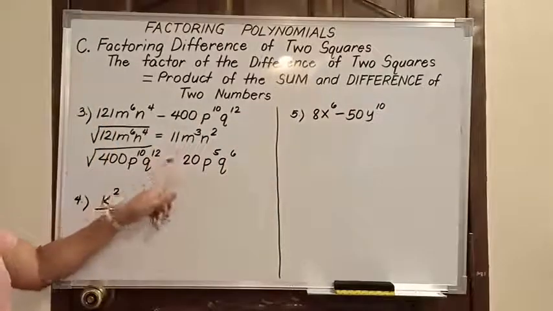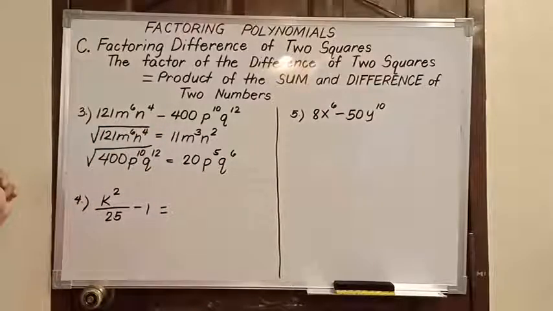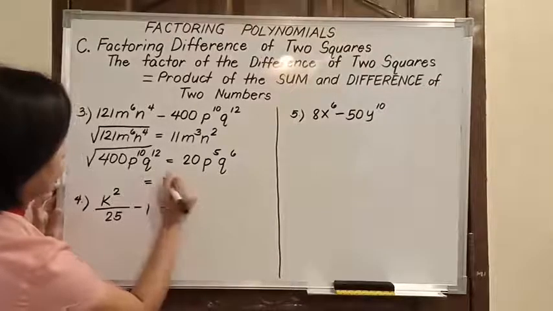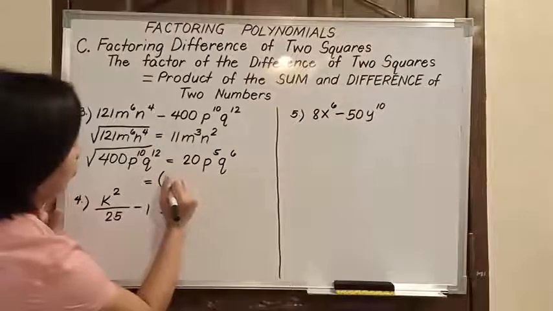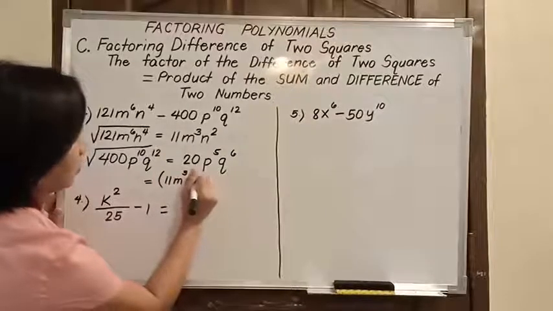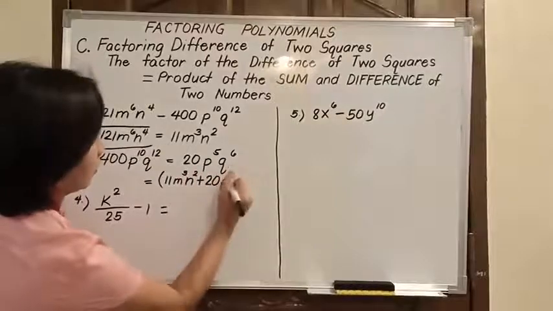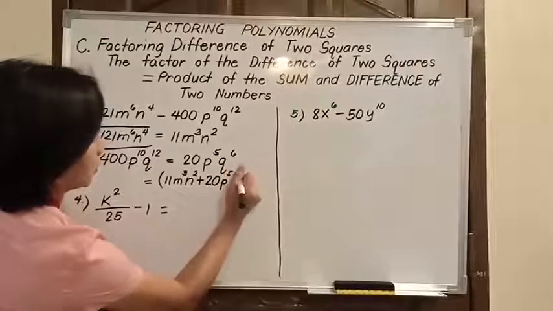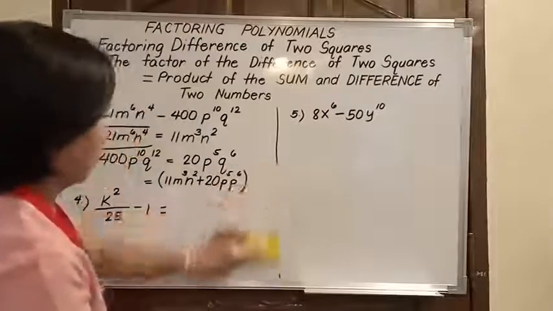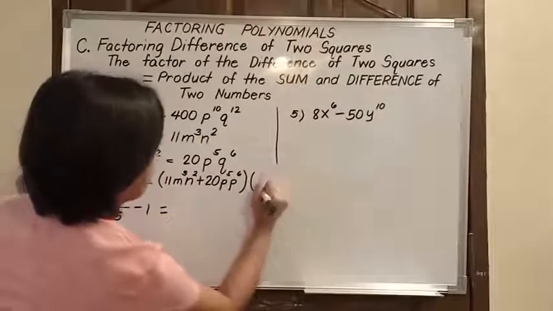If these are the square roots of the first term and the last term, therefore the factor should be the sum of 11m cubed... 11m squared and 20p to the 5th, q to the 6th, and the difference. You have the sum of the two terms times the difference of the two terms.